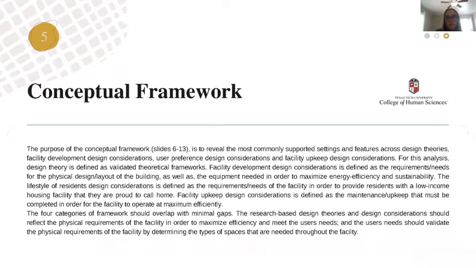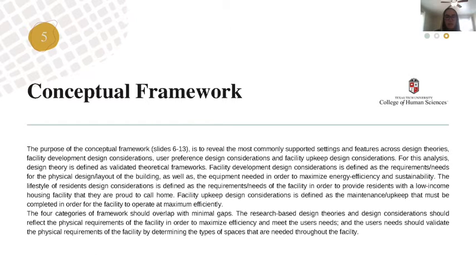The conceptual framework is broken down into 4 main categories. First, I will discuss the design theories, and then I will discuss the design considerations. The design considerations are separated into 3 categories. The facility development design considerations focus on the needs and requirements for the physical design of the facility in order to maximize the energy efficiency and sustainability.